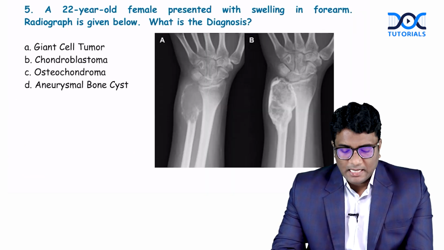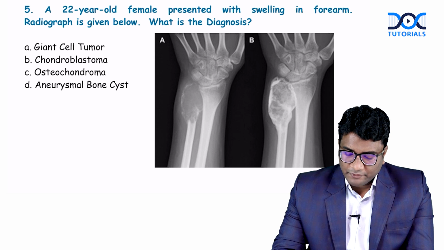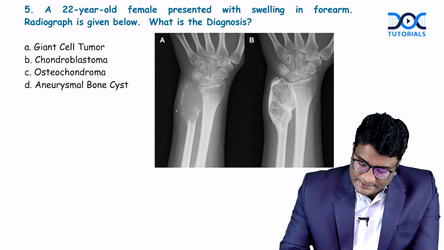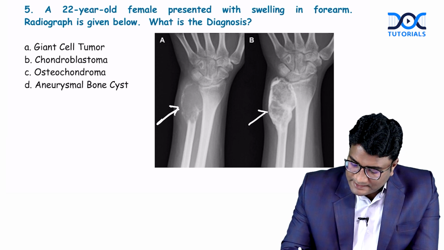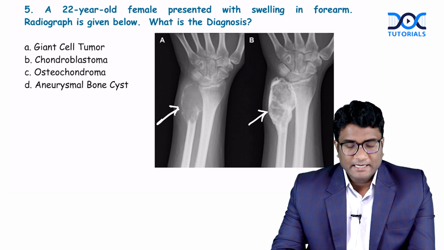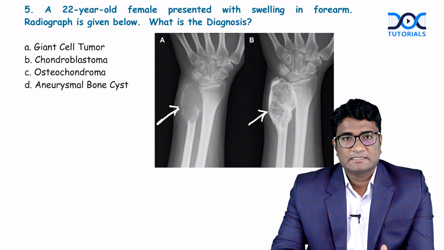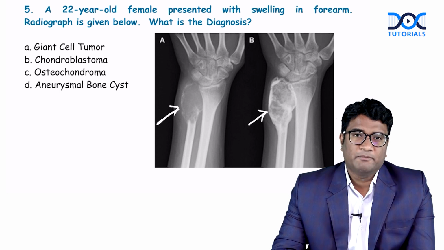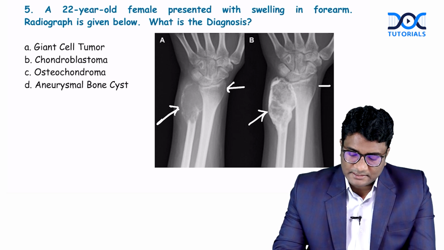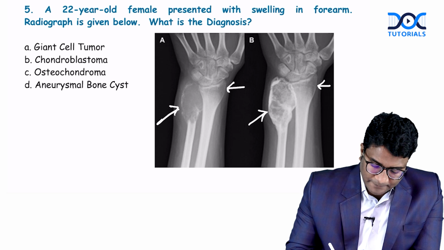Moving on to the next one, a 22-year-old female presented with swelling in the forearm. Radiograph is given below. What is the diagnosis? So on the radiograph, you can see there is a very expansile lytic lesion in the distal end of the ulna. It has subarticular involvement and epiphyseal involvement, and you can see that the growth plates are fused. The radius growth plates are completely fused. So this is a mature skeleton.